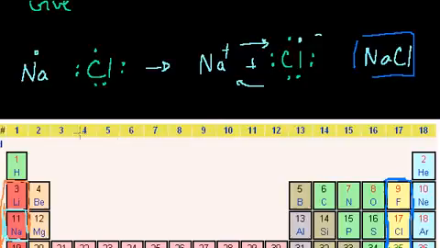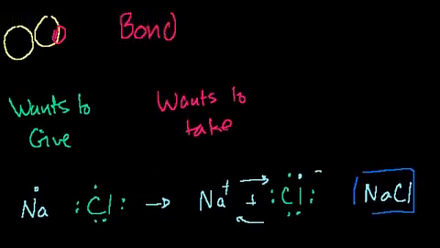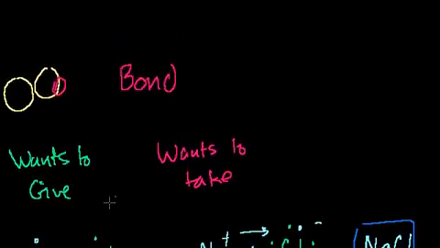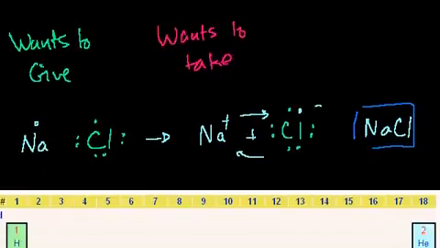Now that's the situation where one guy really wants to offload an electron, one guy really wants to take it. What happens in the situation where they're both not as extreme in their views on whether or not they want to give or take electrons? So let's think of a few other examples. The best example is elemental oxygen.